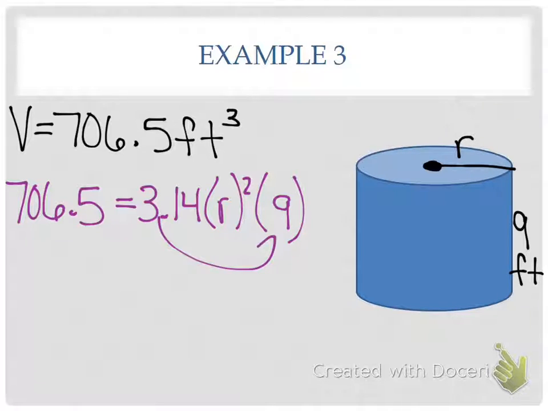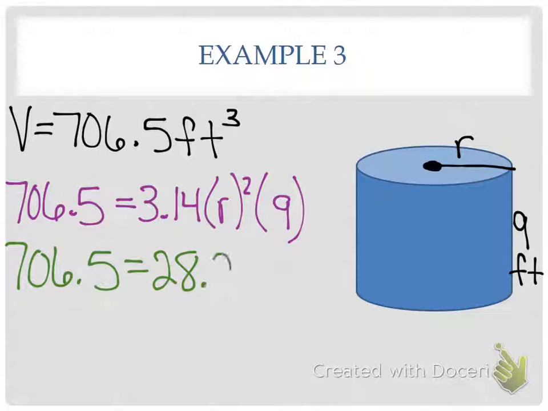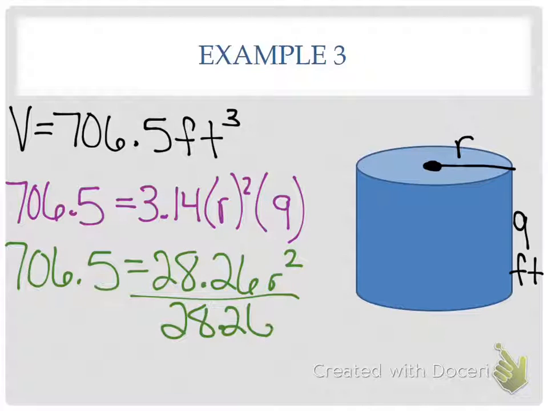All right, so I can simplify though, and just like we did in our lesson yesterday, I can simplify everything around my variable. So what's 3.14 times 9? 28.26. Okay, so 706.5 equals 28.26 r squared. Now how can I get r by itself? Divide both sides by 28.26.